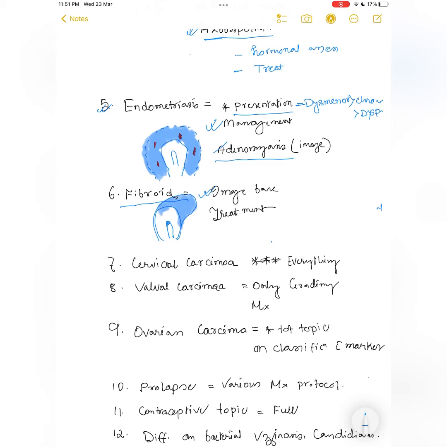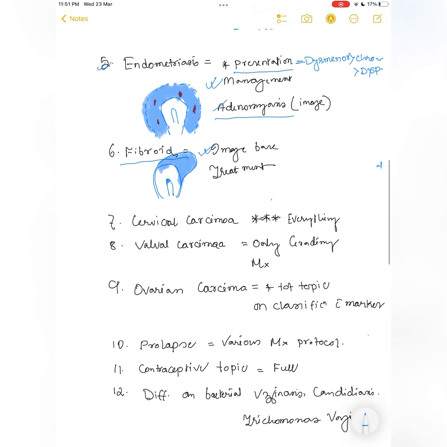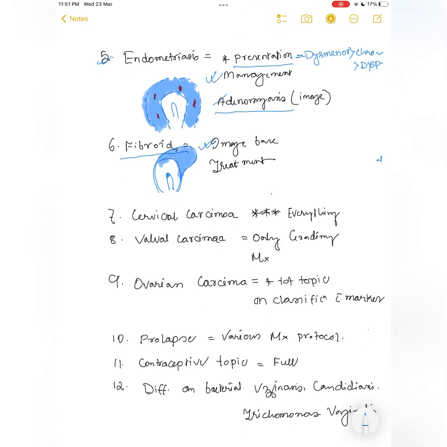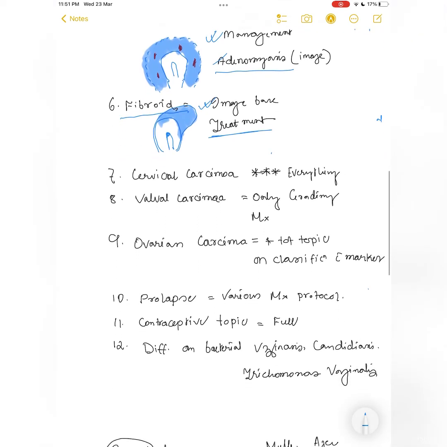Also there are various types like submucosal and subserosal, and this is how you diagnose. And also for treatment, you have to know how it is treated in various age groups, in which you give myomectomy, and in which you give medical management. So this is important.